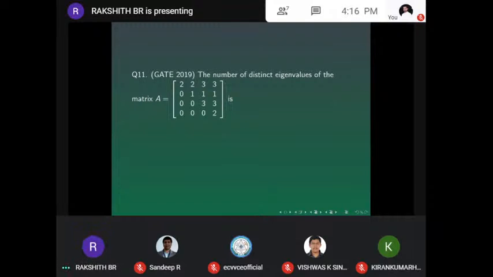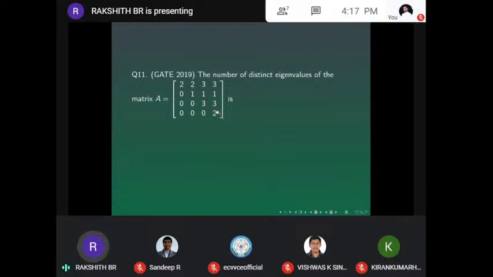Just now I told you that if you have an upper triangular or a lower triangular matrix, then its eigenvalues are nothing but the diagonal entries. Looking at the matrix, you can see that it is an upper triangular matrix. Its diagonal entries are 2, 1, 3, 2. Therefore, the eigenvalues of this matrix are 2, 1, 3, 2.